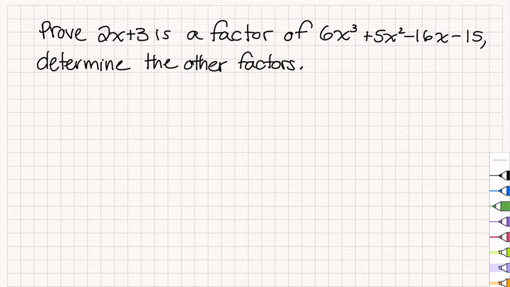Okay, so for this next one, we're going to prove that 2x plus 3 is a factor of 6x cubed plus 5x squared minus 16x minus 15. What does that mean to prove that it's a factor? When we're proving that it's a factor, that means it could be divided into the dividend without a remainder.